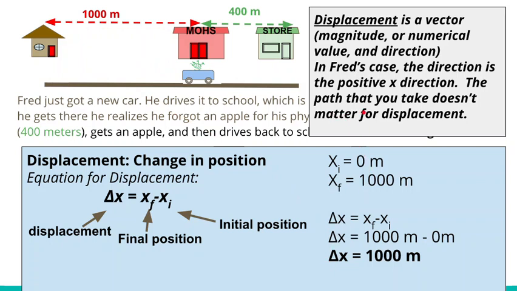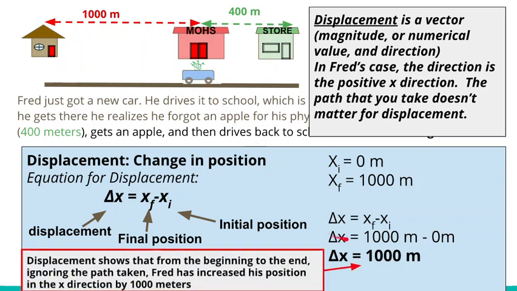Now, the path that you take doesn't matter when you talk about displacement. So it doesn't matter that Fred went to the store and then back to the school. All that matters is where did he start and where did he end. So those are the two different ways that we can measure how far something goes. So let me just summarize displacement. It shows that from the beginning to the end, ignoring the path he took, Fred has increased his position in the x direction by 1,000 meters.